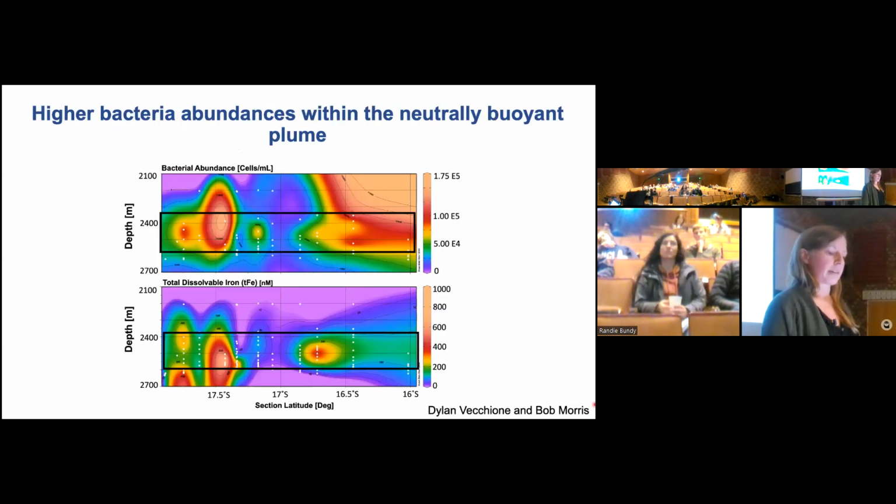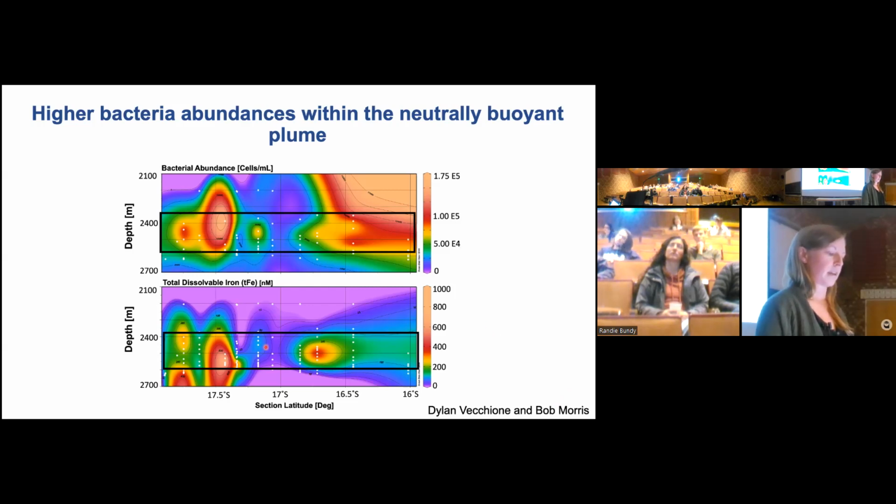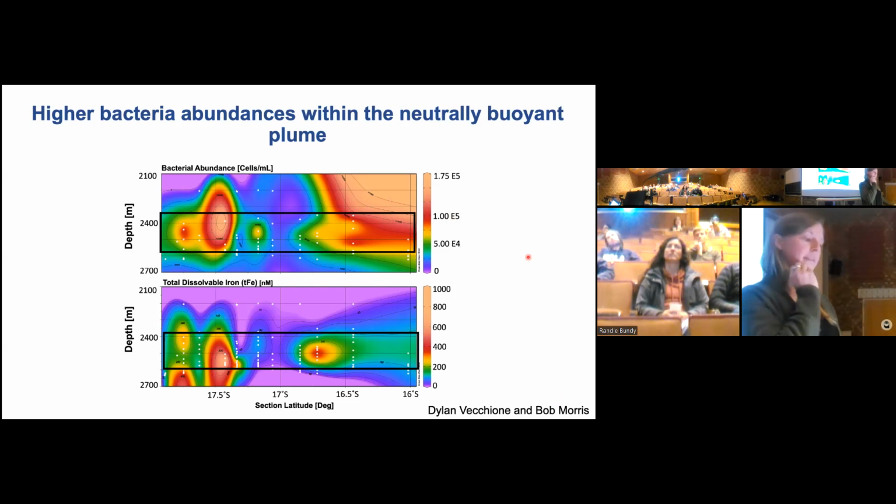And because we know that siderophores are produced by bacteria, we also have bacterial abundance data from this cruise that was provided by Dylan Vecchione in Bob Morris's lab using flow cytometry. On the top, we have the bacteria abundance, and on the bottom, the iron data, and the black box highlights the center of that neutrally buoyant plume. So we did see higher bacterial abundances in the center of that plume along with this high iron.